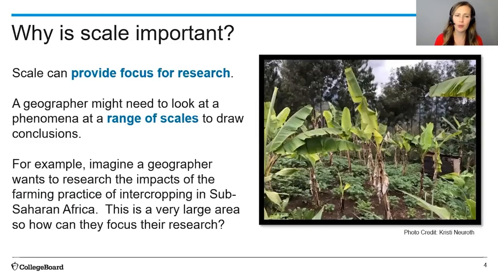Why is scale important? Scale can provide focus for research. A geographer may need to look at phenomena at a range of scales in order to draw conclusions. For example, imagine a geographer wants to research the impacts of a farming practice called intercropping in sub-Saharan Africa. This is a very large area, so how could the geographer focus their research?